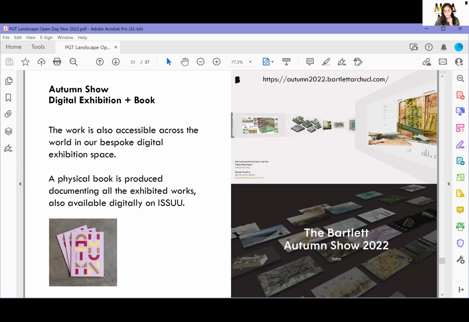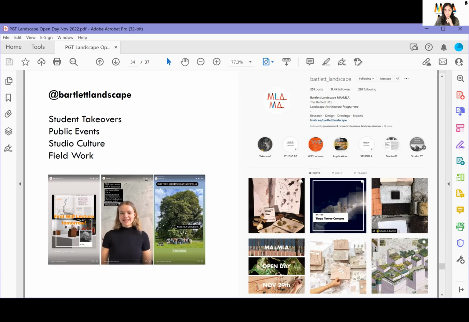And we have our Bartlett Instagram. If you don't follow, please do, because this is where you'll see students doing takeovers. There's the lovely Blair giving a presentation of her work. This is where we broadcast public events, talk about studio culture and field work and so on. So it's a really great resource, which is constantly being updated.